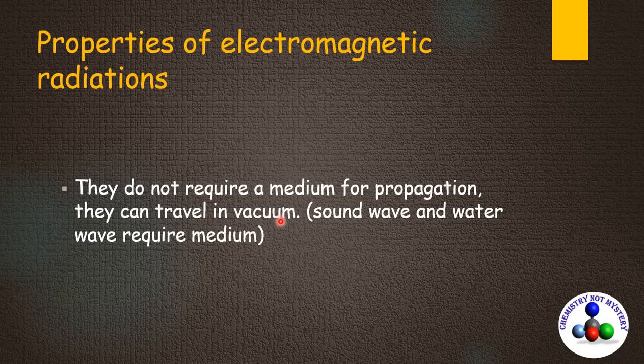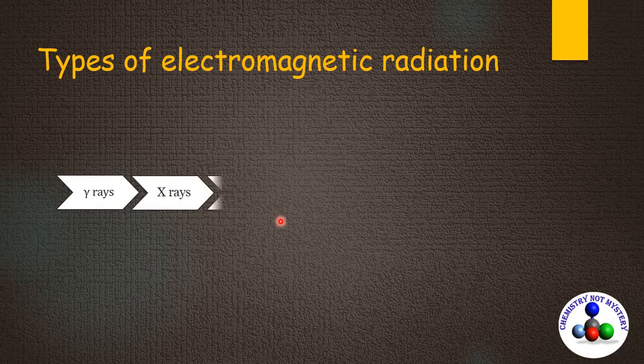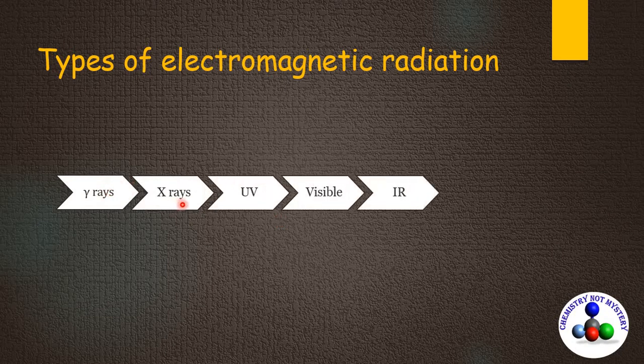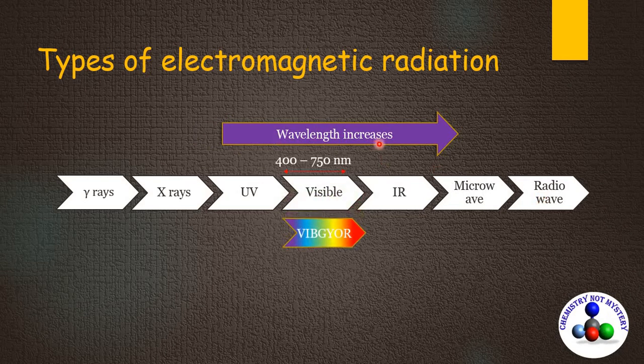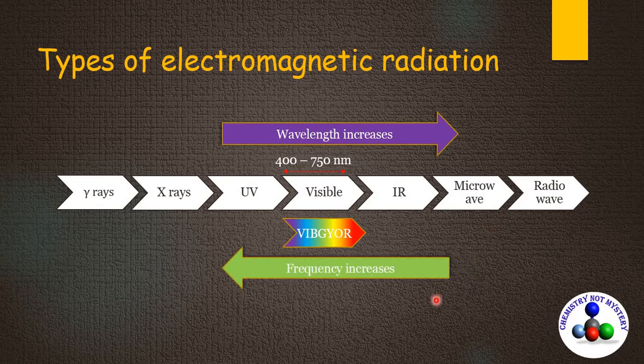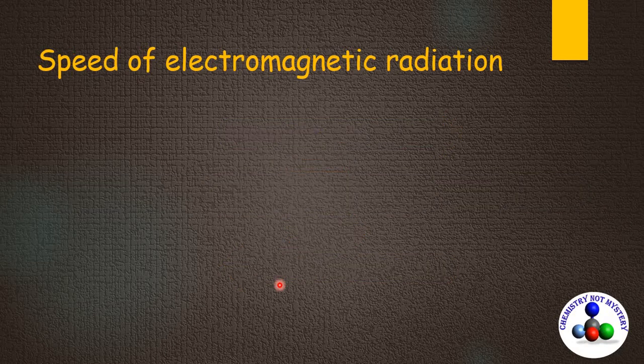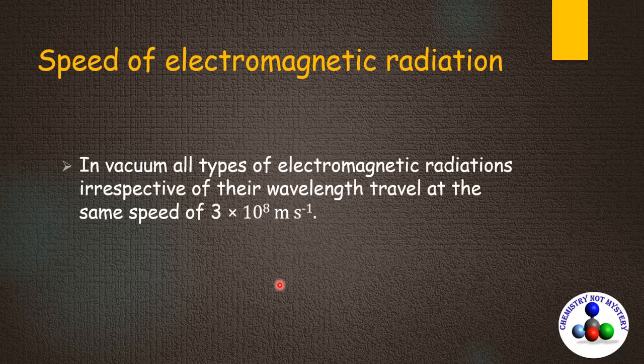There are different types of electromagnetic radiations: gamma rays, X-rays, ultraviolet, visible, infrared, microwaves, radio waves. These radiations are arranged in increasing order of their wavelengths in electromagnetic spectrum, or you can say in decreasing order of their frequencies.